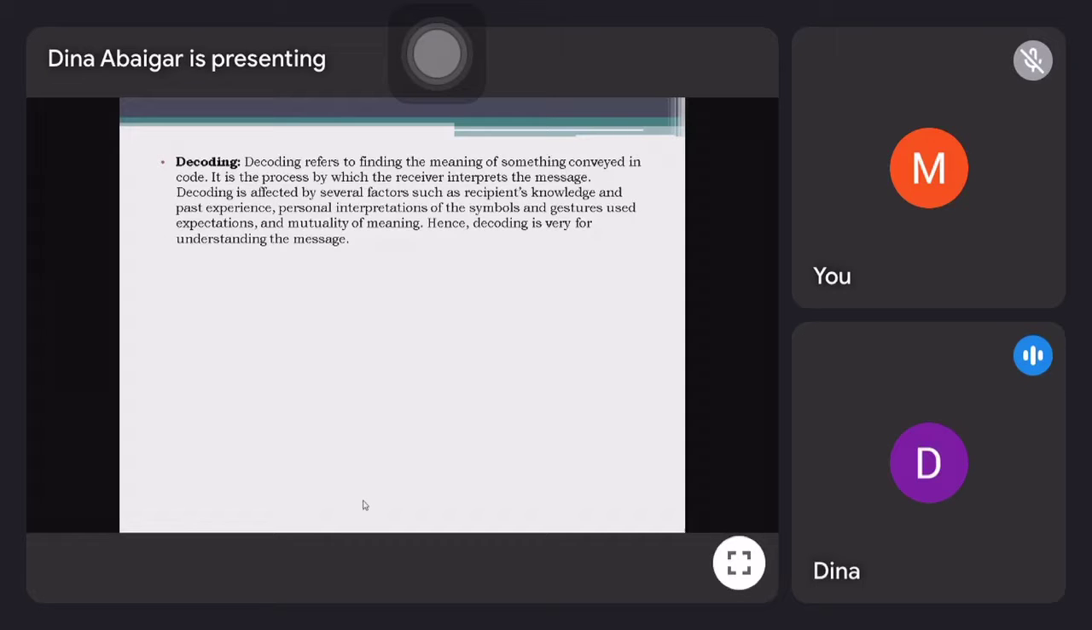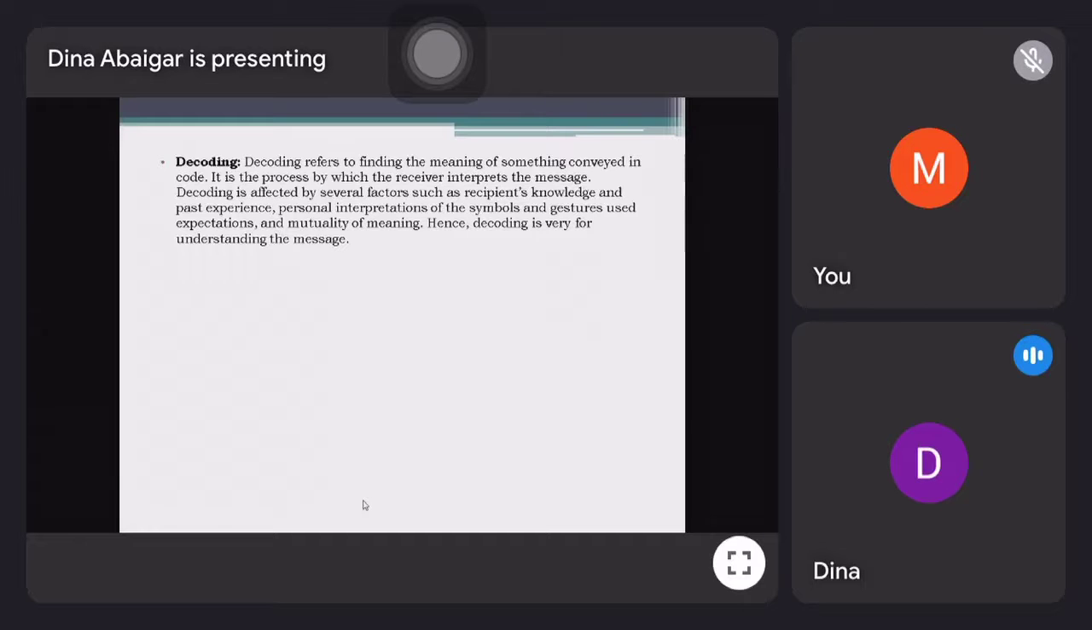Of course, if the sender gives some encoding, here comes the decoding of the receiver. It defines how the receiver analyzes or understands the message given by the sender.